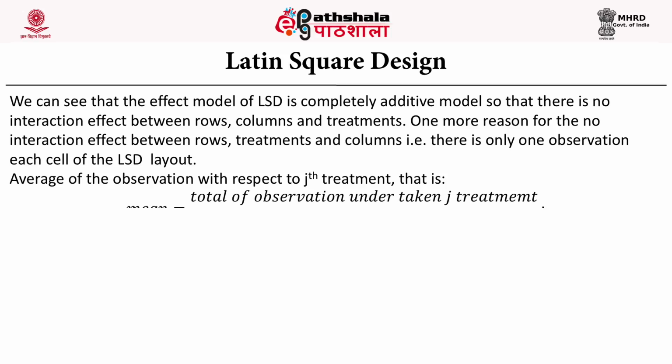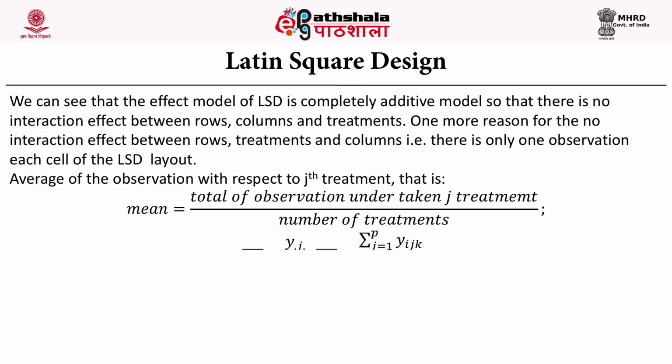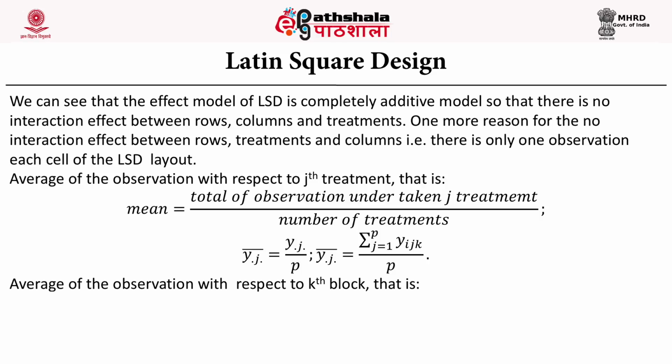The average of the observations with respect to the jth treatment, that is the mean, is equal to the total of observations taken under the jth treatment divided by the number of treatments. So y dot j dot bar is equal to y dot j dot divided by p, which is equal to summation over i and k of yijk divided by p. The average of the observations with respect to the kth block, that is y dot dot k bar, is equal to y dot dot k upon p, which is equal to summation over i and j of yijk divided by p.